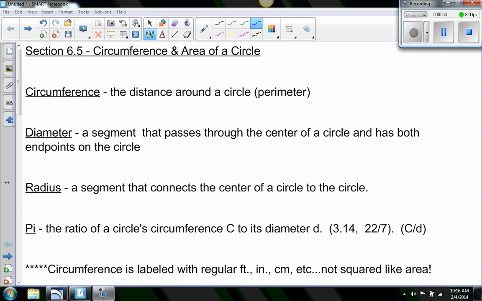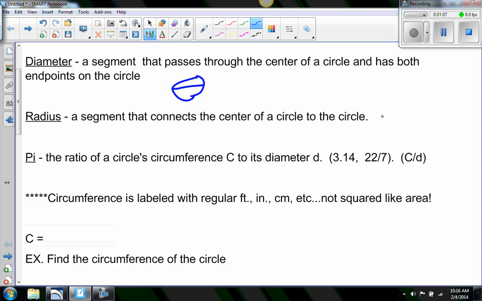Now, what does that really mean? It just means it goes all the way across the circle. So that's a really nice circle, I know, but it just means it starts on the circle, goes through the center, and ends on the circle. That's a diameter. Radius, a segment that connects the center of the circle to the circle itself. So from the middle out. So halfway across the circle is the radius.